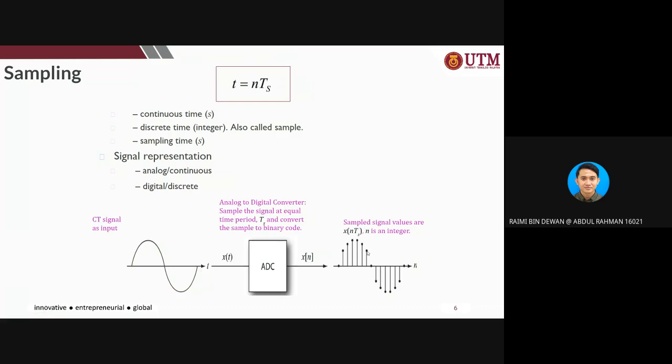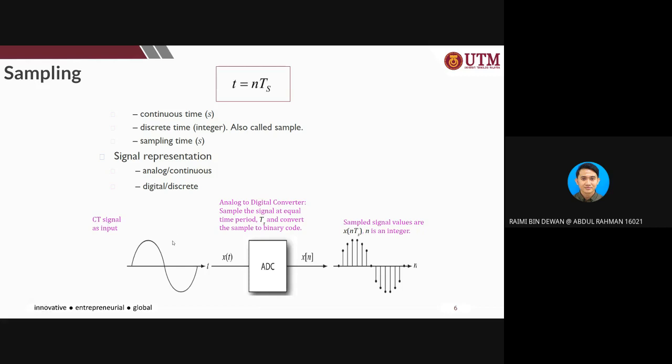You see this input and output, and this is our transformer there. The transformer is an analog to digital converter, normally shortened as ADC. Whenever you see ADC, and judging from the context of the word, it means analog to digital converter. So if you see here, this is our input, which is a continuous signal.